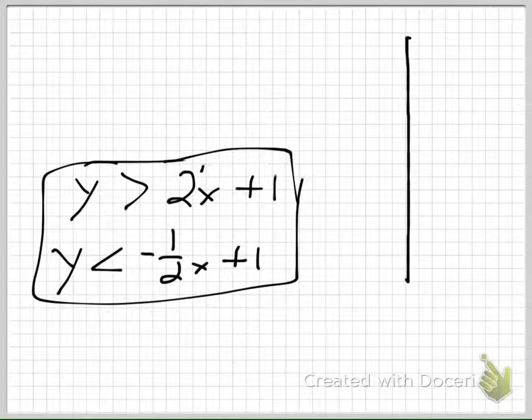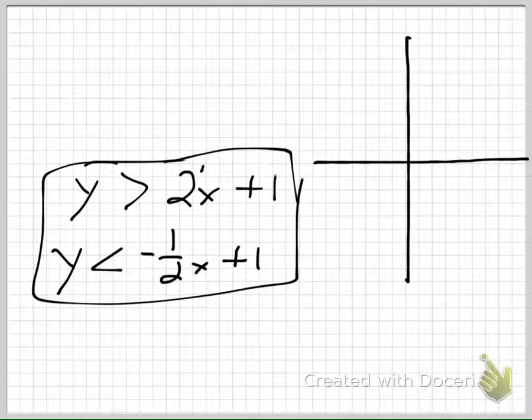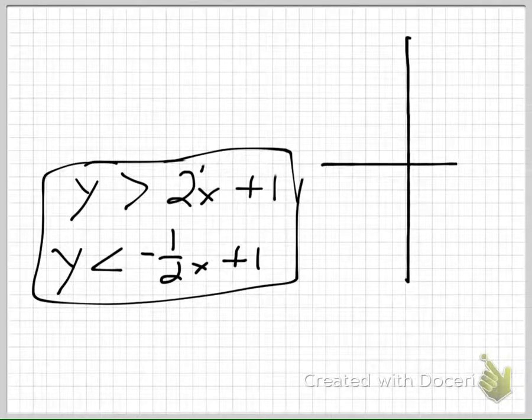What do you notice about them? What do you know is true? They both cross at 1, the y-intercept at 1, right? Does that make sense? And you can just recognize that that means they're both going to cross right here. Does that make sense? That's where the x is going to be. Okay, let's take a look.